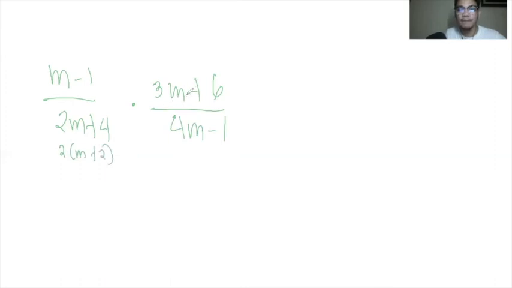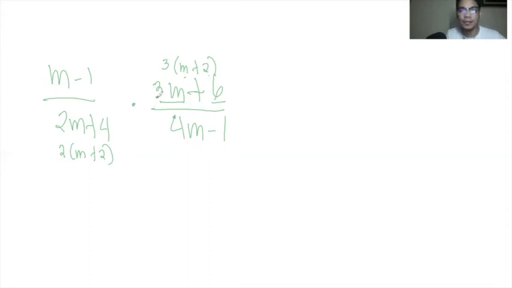For 3m plus 6, the common factor here is 3. So we can make this as m plus 2. Dividing 3m and 6 by 3, we get m plus 2. For m minus 1, we can't cancel that anymore. They don't have common factor, so that's still m minus 1.